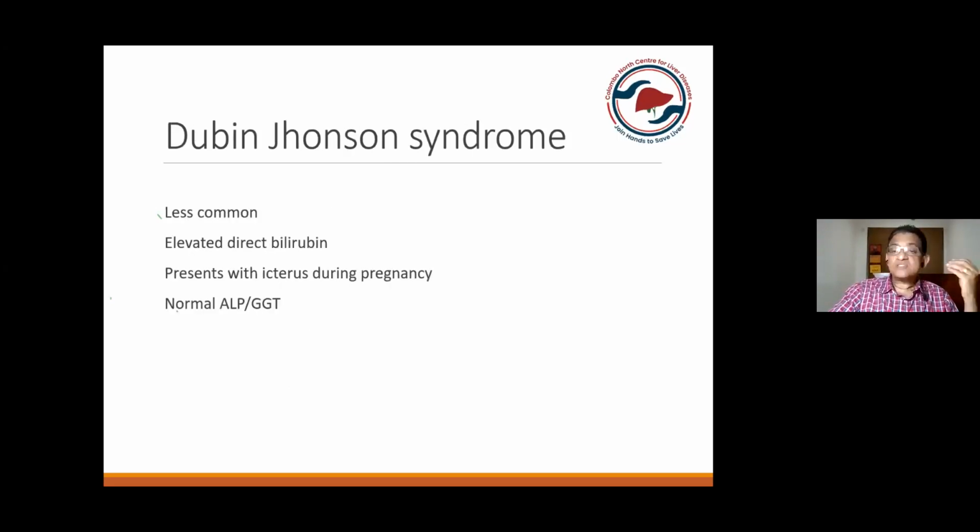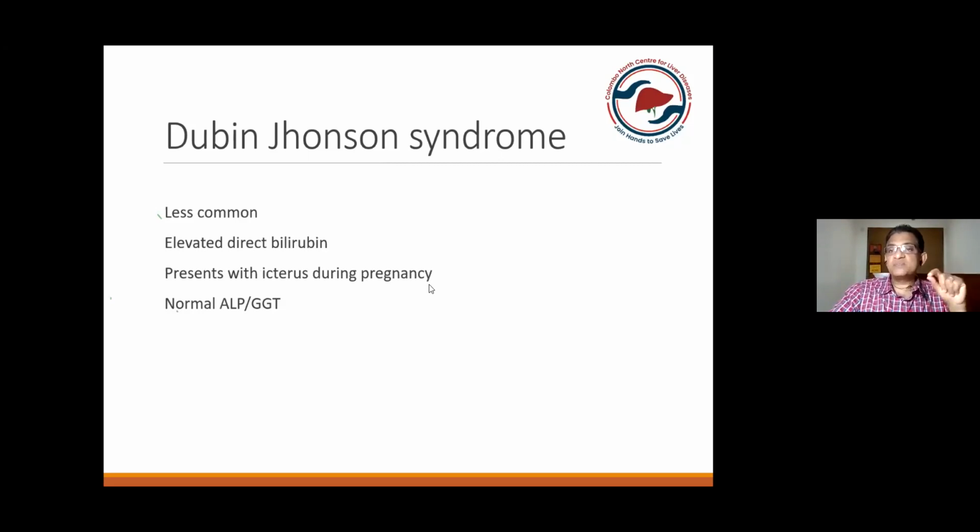So this is not as common as Gilbert syndrome. Once in a while you see this. To tell you, I know 2 pediatricians with Dubin-Johnson syndrome. So it can't be uncommon, right? They get elevated direct bilirubin and usually present with icterus during pregnancy.